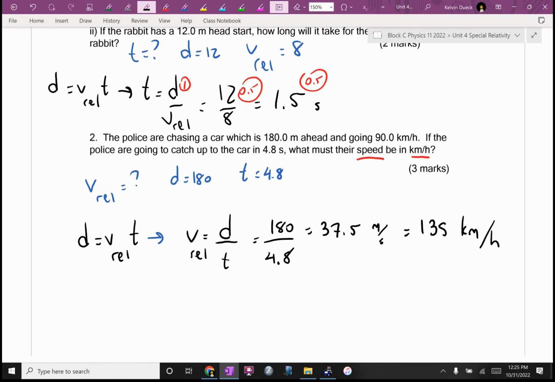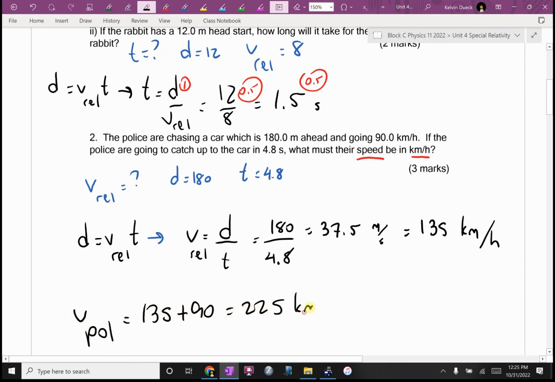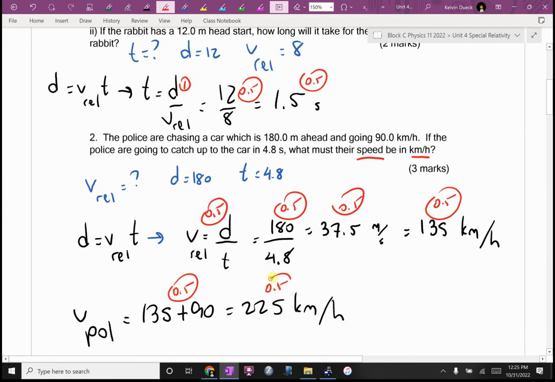That's how fast the police would be going if the bad guys were at rest. Are the bad guys at rest? Nope, they're going 90 kilometers per hour. So I said, okay, the police is going to be 135 plus 90, which I think is 225 kilometers per hour. If you got that, 3 out of 3. Otherwise, I would probably give you a half mark for the numbers, a half mark for the 37.5, a half mark for converting it to kilometers per hour, a half mark for realizing you needed to add the numbers together, and then a half mark for the answer, something like that.